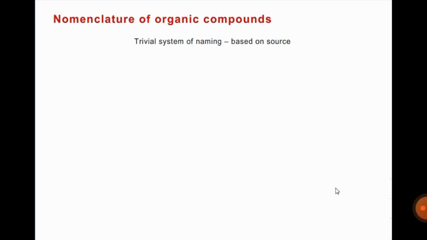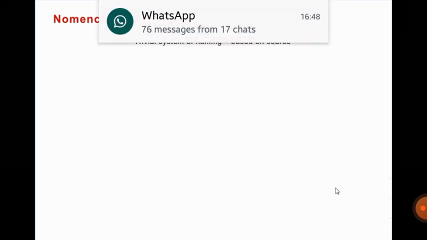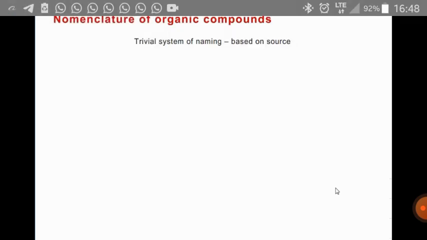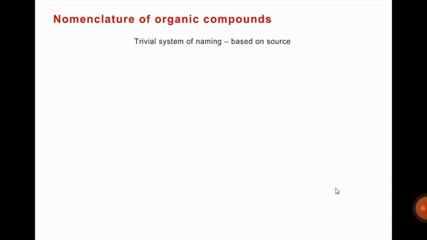In the previous class, we were discussing the fundamentals of organic chemistry, like the classification of organic compounds, what is homologous series, what are functional groups, and today we are going to learn how to name an organic compound. That's what we call nomenclature.